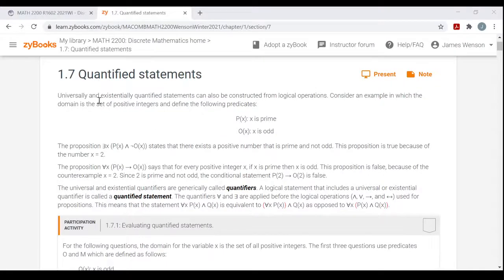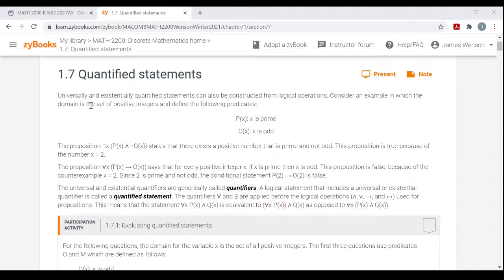Alright, so I'll read the opening here. We get some definitions in bold down here. Now you've already seen predicates and propositions and quantifiers. But universally and existentially quantified statements can also be constructed from logical operations, right? So we can put in disjunctions, conjunctions, implications, biconditionals, all negations, all that stuff.